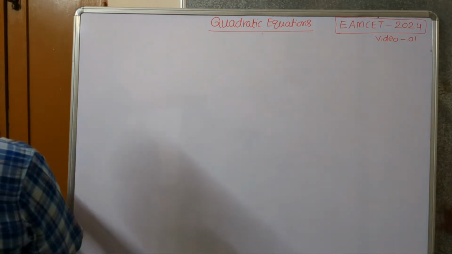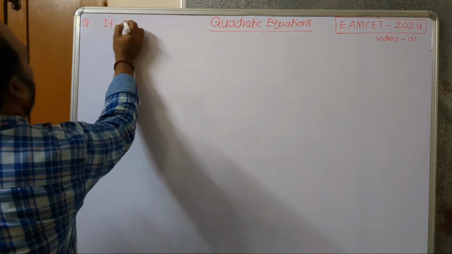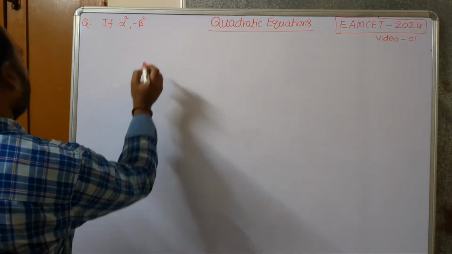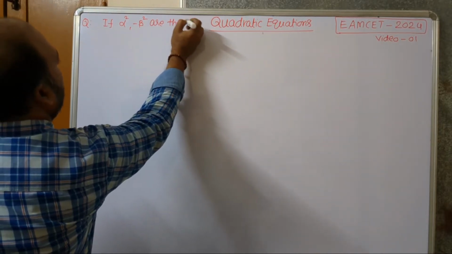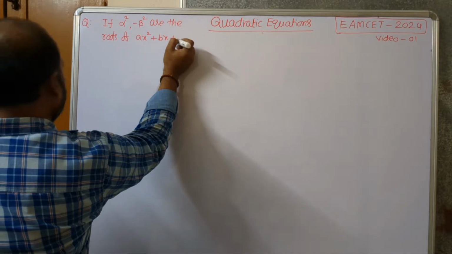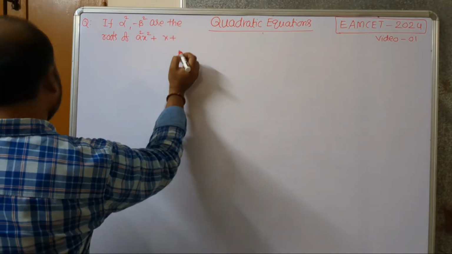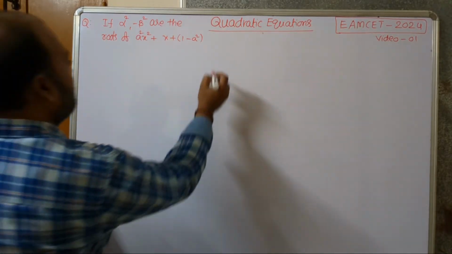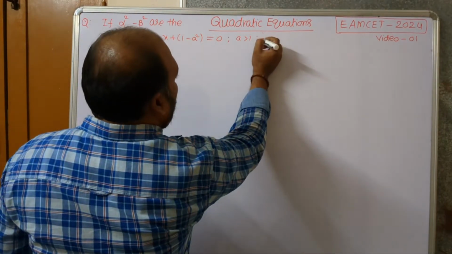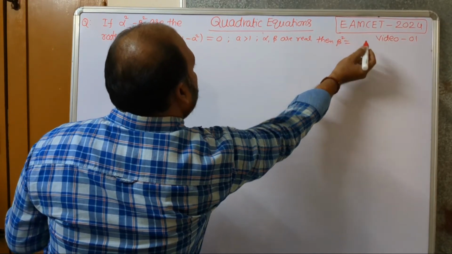The next question. If alpha square and minus beta square are the roots of the equation a square x square plus x plus 1 minus a square is equal to 0, where a is greater than 1 and alpha, beta are real, then beta square is equal to.